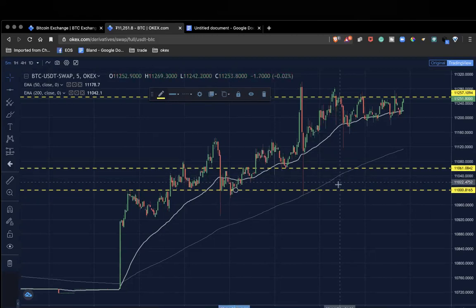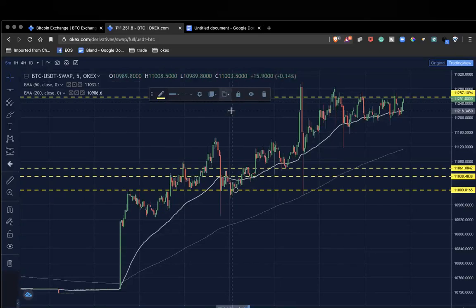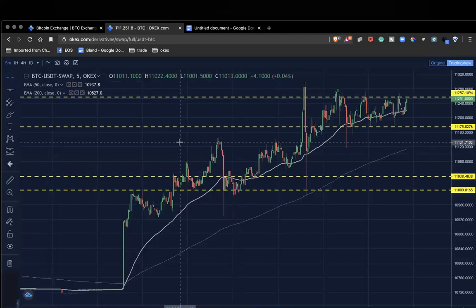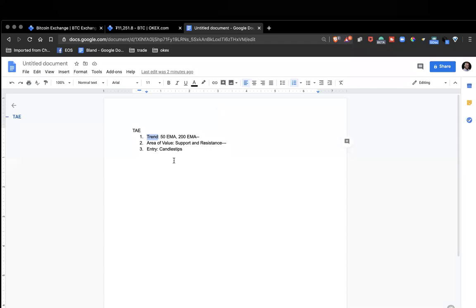Define the area of value. And when you've defined the area of value, the next thing you want to do is look for an entry trigger.